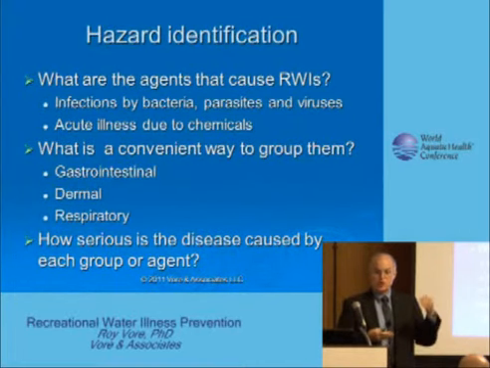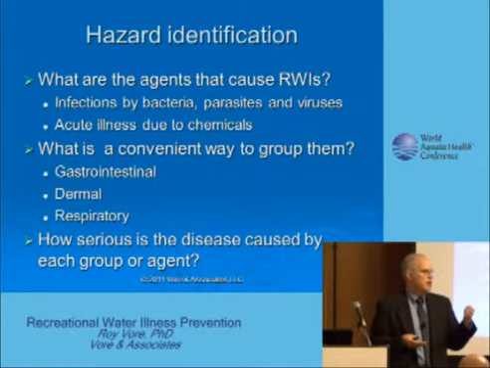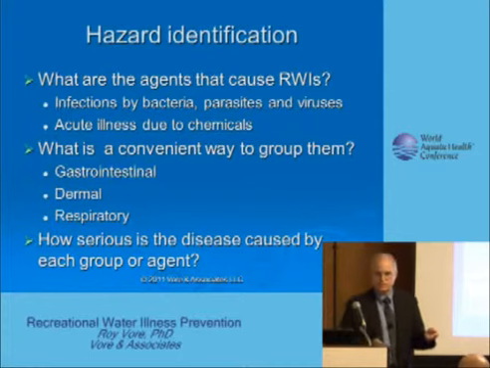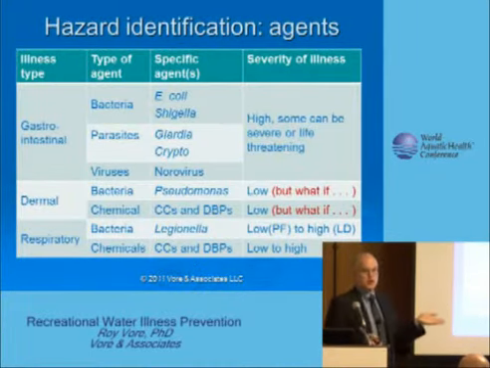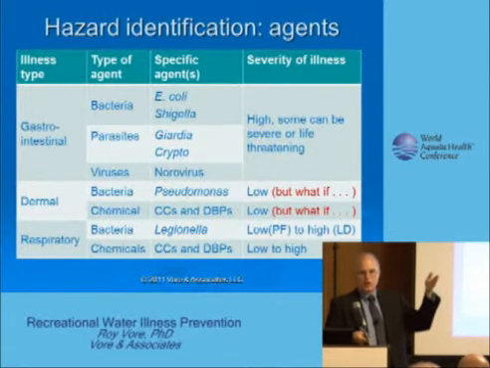How serious is the disease caused by each one of these? We want to prioritize the most serious illnesses and concentrate on controlling those. So let's go through the hazard identification. Start off with the top category, gastrointestinal illness. The categories are parasites, bacteria, viruses. All the organisms you've seen before; there is nothing new on this slide. If you've ever seen anything on recreational water illness, we know it's E. coli, Shigella, Giardia, Crypto, and norovirus.